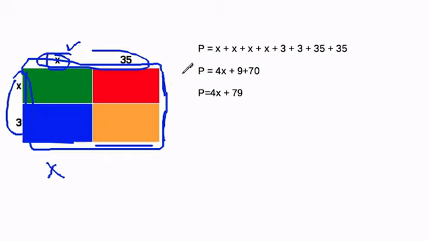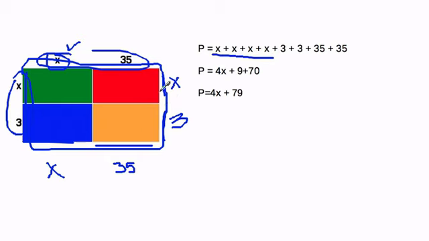I'm going to have the x also over here on this side, and this 3 I'm going to write just here as well, because this side and this side are parallel, and this 35 also appears over here. Alright, so how many x's do we have? We got 1, 2, 3, 4. Here they are, the 4 x's.